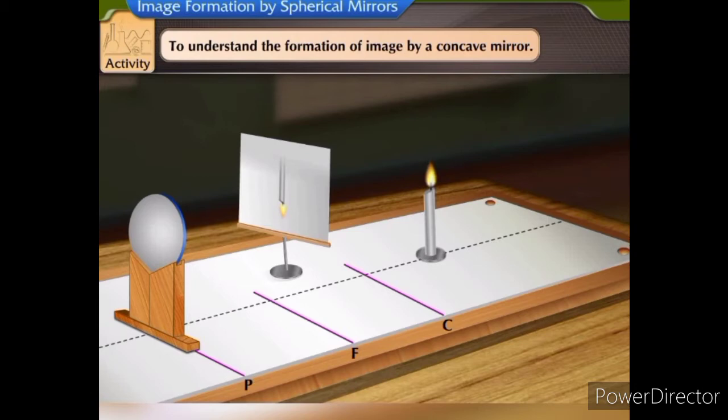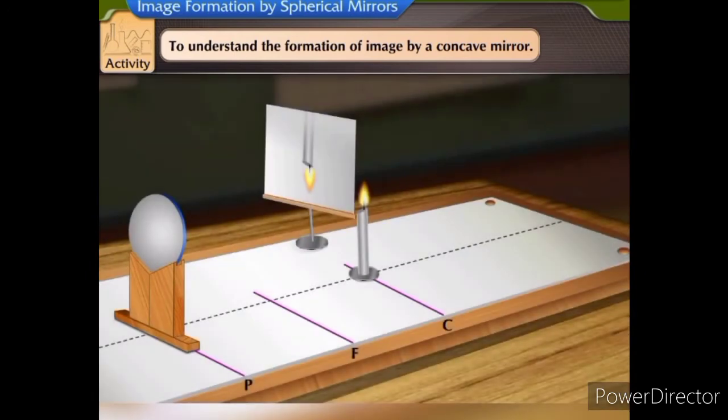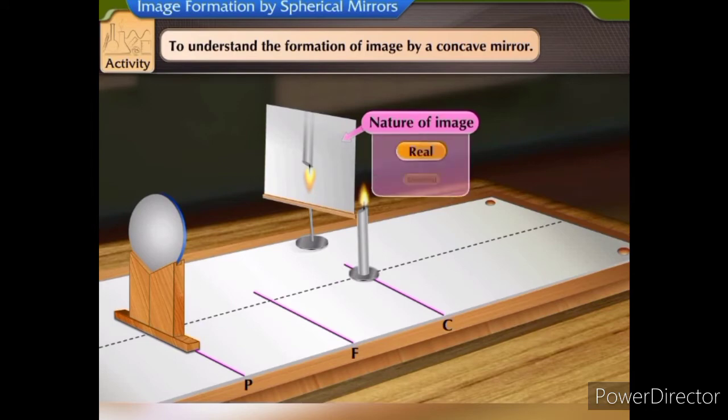When the candle is positioned between infinity and the center of curvature, the image formed is between focus and center of curvature, the size of the image is diminished and the nature of the image is real and inverted. When the candle is placed at the center of curvature, the image is formed at the center of curvature. Image is of the same size as that of the object and the nature of the image is real and inverted.